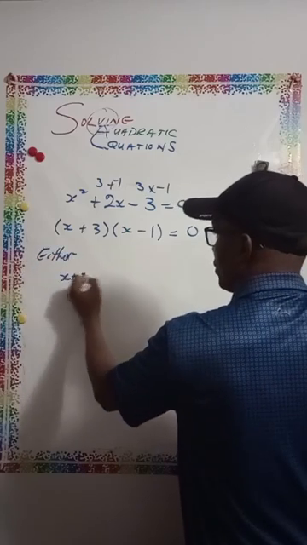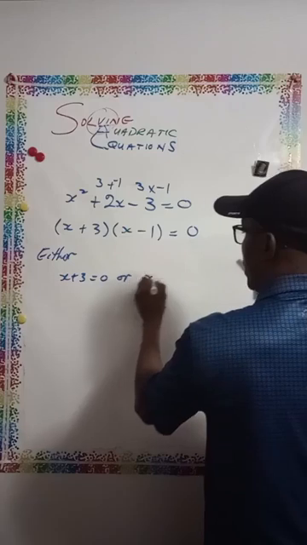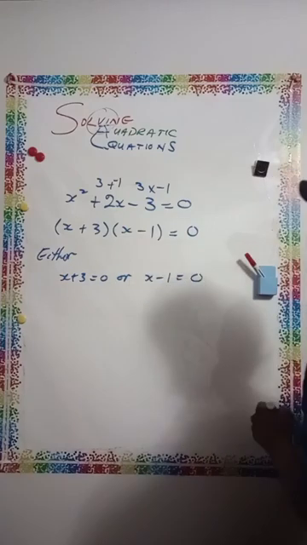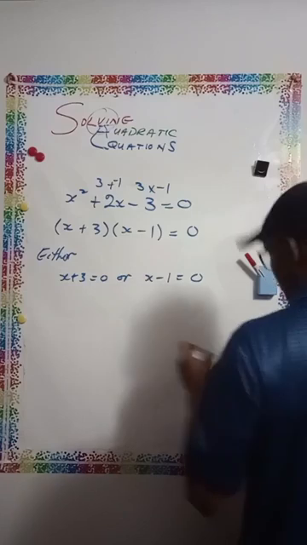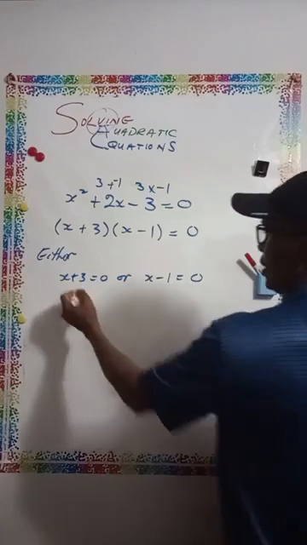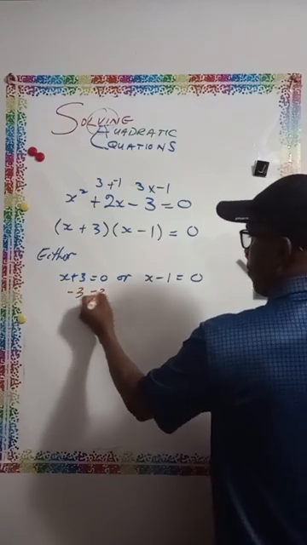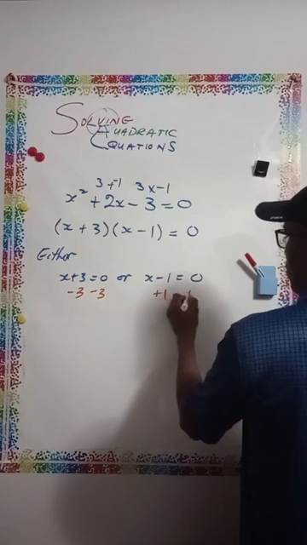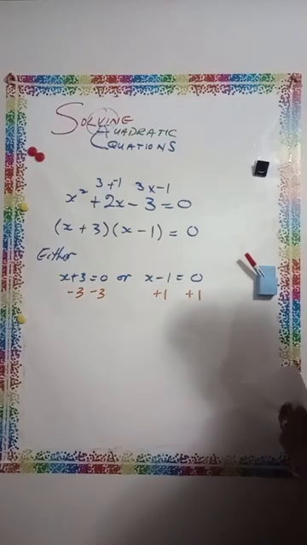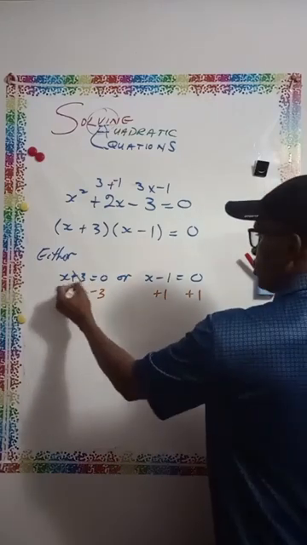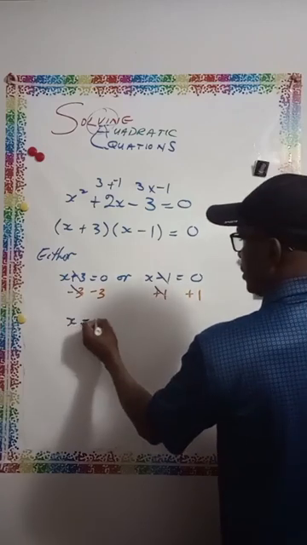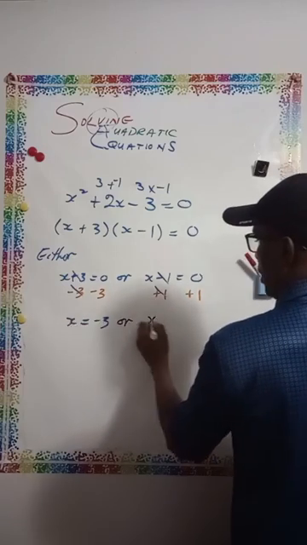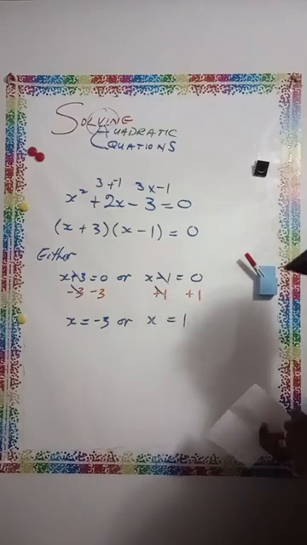x plus 3 equal to 0 or x minus 1 equal to 0. And from there, you're going to have what? You have to undo. Yep. These two are going to go. These two are going to go. So what is x equal to? x is negative 3 or x is 1.